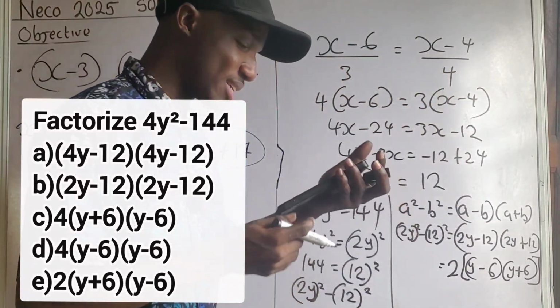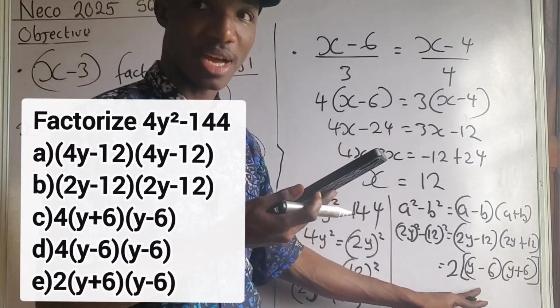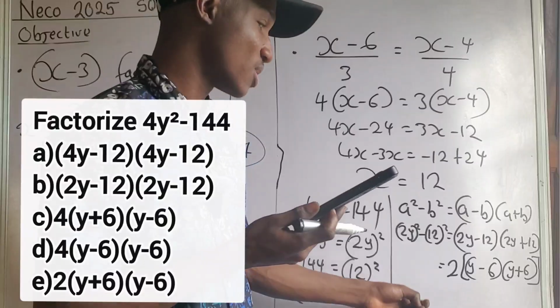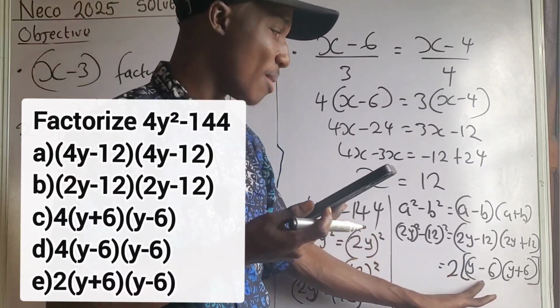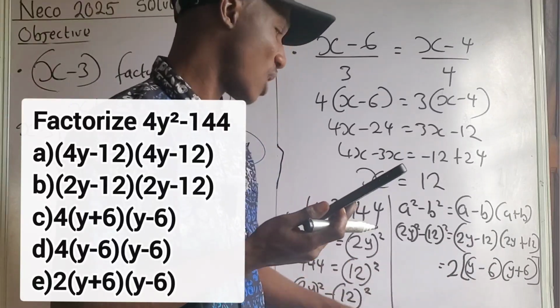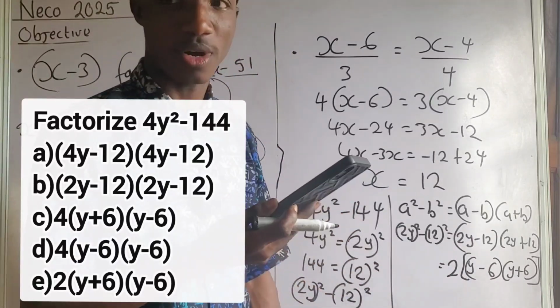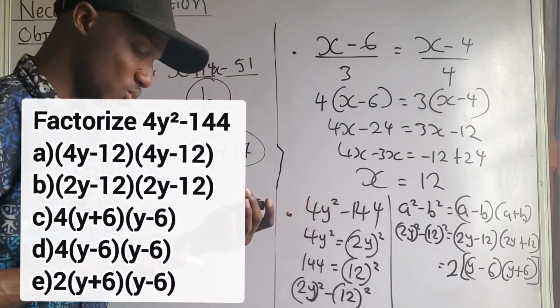So that's how they did that: (y plus 6)(y minus 6). That's correct. The correct option is option E. Whether you put y plus 6 first or y minus 6 first, it doesn't affect the expansion. If you expand this, you are going to have 4y squared minus 144. Okay, that is the solution to that question.